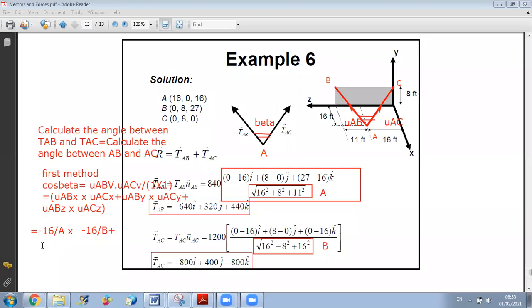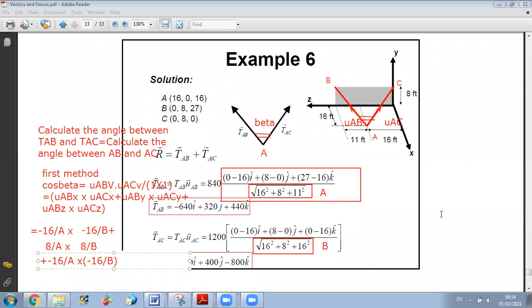So it's plus 8 over A times, now if I look at the unit vector of AC, also along j it's 8, but I divide by the magnitude of AC, which is B. So it's times 8 over B. And finally, for the Z components, it is minus 16, so plus minus 16 over A, and times, for AC, it's also minus 16, so times minus 16 over B.